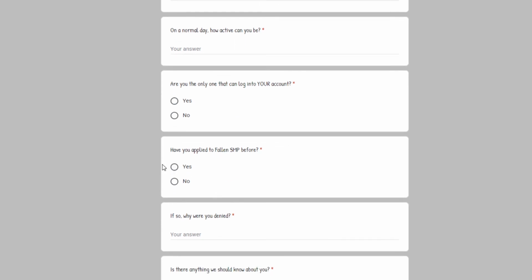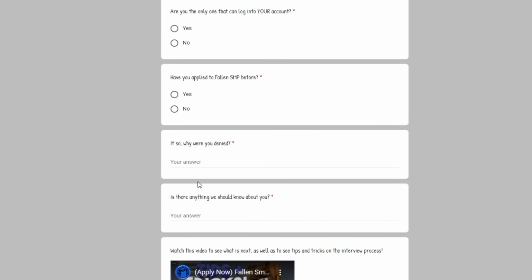Have you applied before? Again, this is just seeing whether you are a repeat applicant or not. And if so, why were you denied? If it was because of a poor app, tell us how you improved, or why you left or something like that. We look at persistence, and we really do respect persistence and people improving over time.